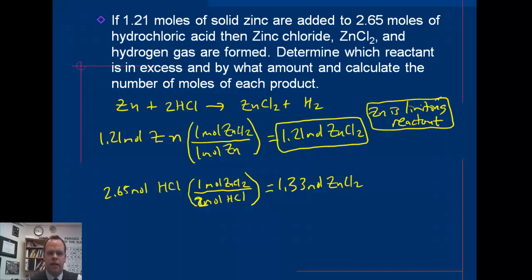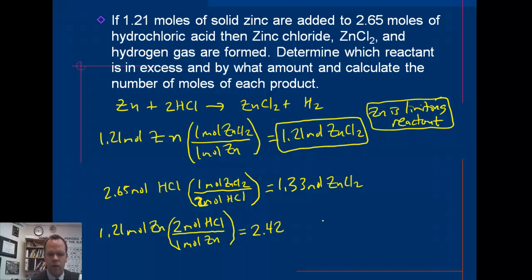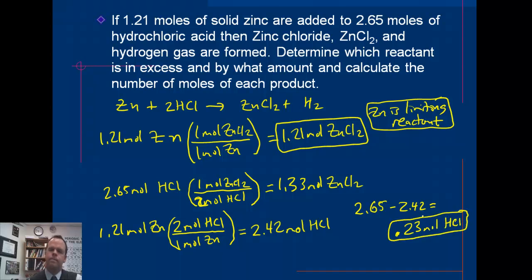Now it asks us a couple other questions here. We want to know how much extra HCl we have and how much of each product. So once you've figured out the limiting reactant, it just becomes stoichiometry with all of your conversions, and you have to do them starting with the limiting reactant. So let's convert to HCl. If all the zinc reacts, we would need 2.42 moles of HCl. Since we started with 2.65, we used 2.42, we'll have 0.23 moles HCl as our excess.